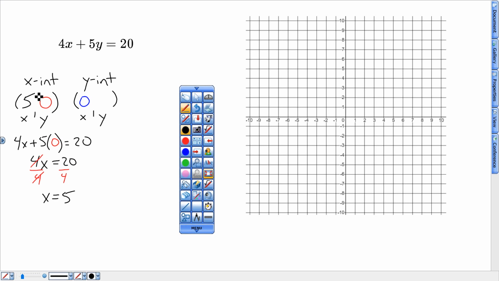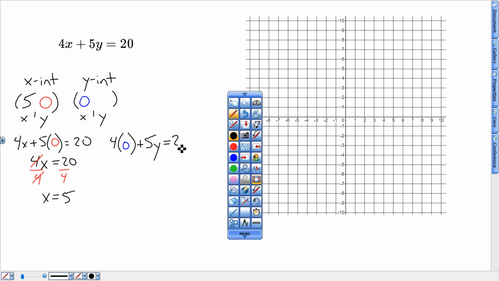If I do that for the Y-intercept, I'm not going to plug in 0 for Y. I'm going to plug in 0 for X, because the Y-intercept always has X as 0. Then I'm going to do the math to solve for the remaining Y. That gives me 5Y equals 20. Divide by 5. Cancel away, and that gives me the missing Y number, which is 4. I would like you to be able to graph this line using only these 2 points.